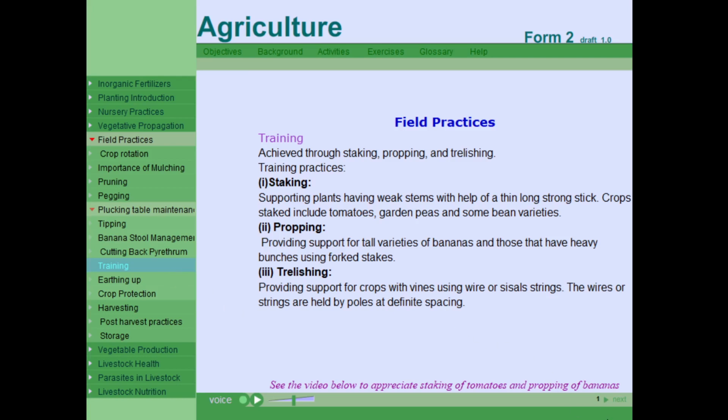Propping. Providing support for tall varieties of bananas and those that have heavy bunches using forked stakes. Trellising. This provides support for crops with vines using wire or sisal strings. The wires or strings are held by poles at definite spacing.